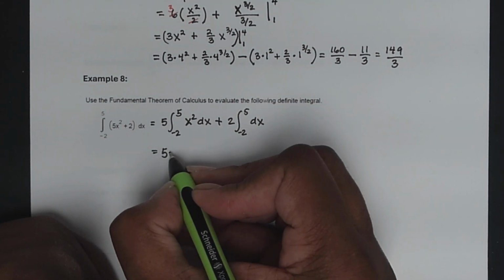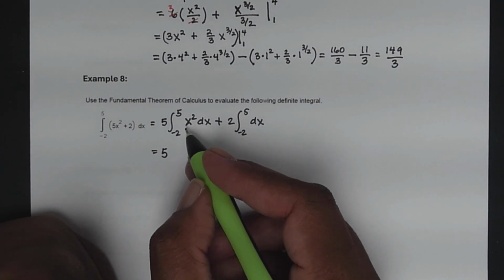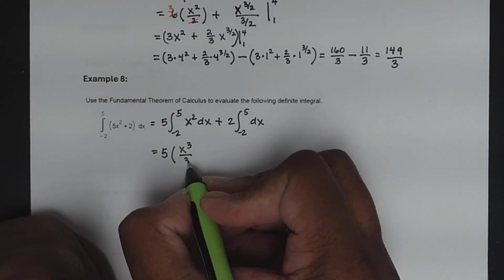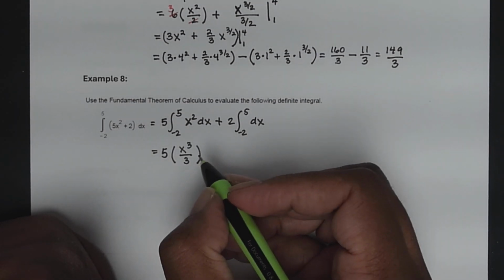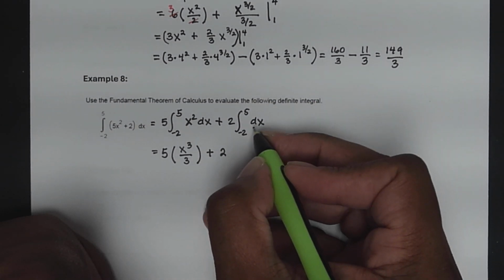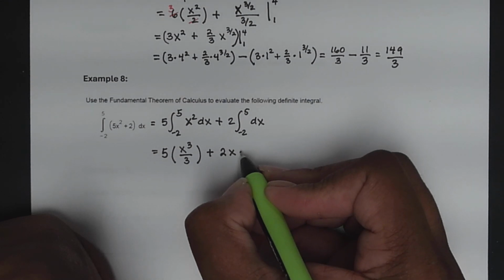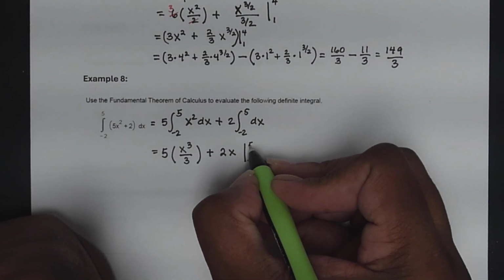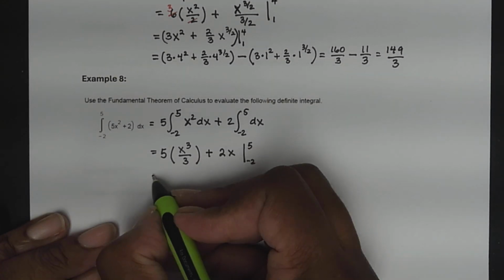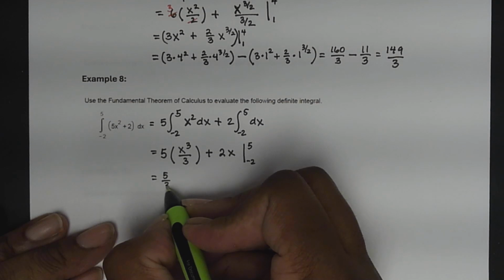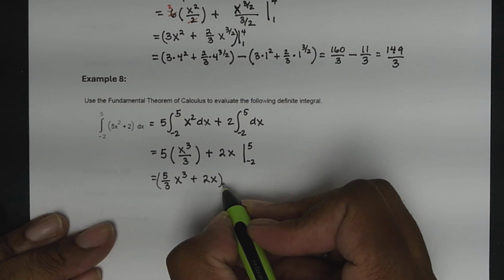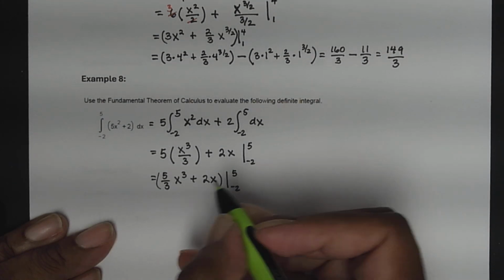And then just do the integration here. To integrate x squared dx, we just increase the power by 1 and divide that by the new exponent of 3. Here I'm using the power rule for integration. And then plus, bring over the 2. The integral of dx would just be x. And all of this is from -2 to 5. So if I rewrite this a bit, this will be 5/3 x cubed plus 2x, and that integral will be from -2 to 5.